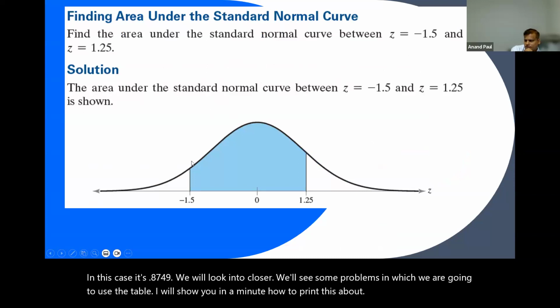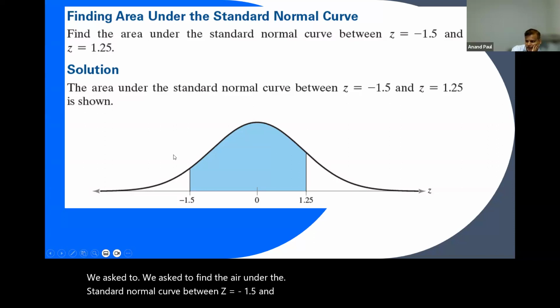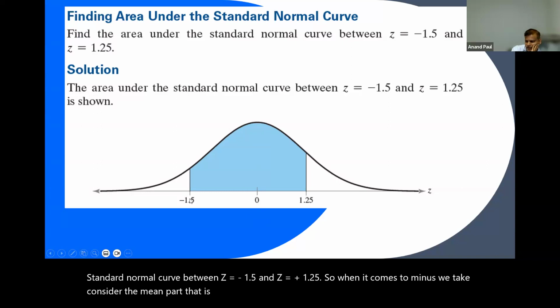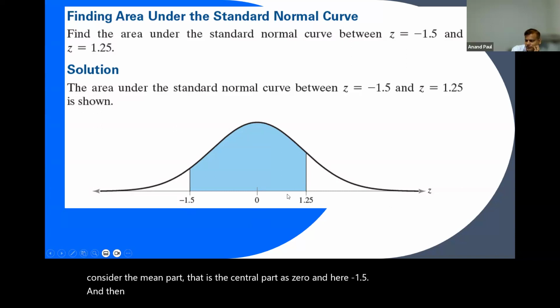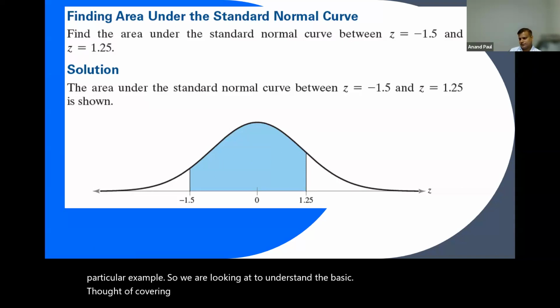Okay, here we are asked to find the area under the standard normal curve between z equals minus 1.5 and z equals plus 1.25. So when it comes to minus, we consider the mean part, that is the central part, as 0, and here minus 1.5 and then plus 1.25. So this is the area under the curve that we are interested in in this particular example. We are looking to understand the basic thought of covering the region between these two z-score values.